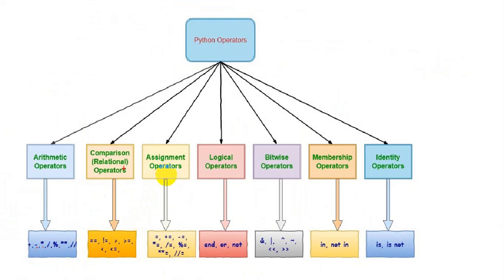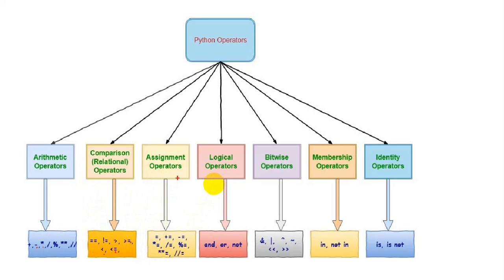For comparison, we have the relational operators. They will return the value true or false. The arithmetic operator will return a numerical value, which may be an integer or a floating point number. The relational operator will return a value that is true or false. Equal to, not equal to, greater than or equal to, less than or equal to are the relational operators.